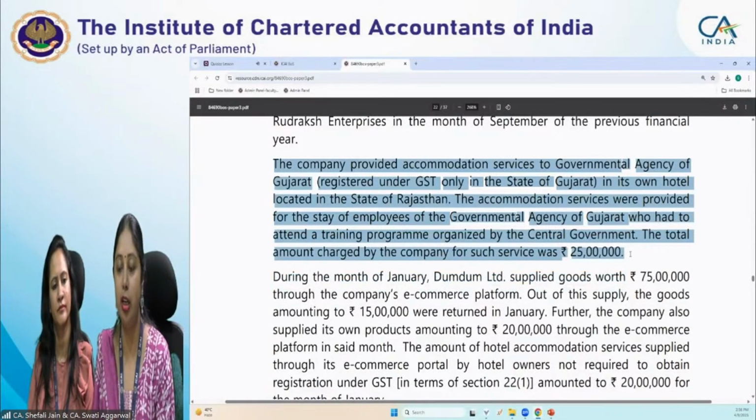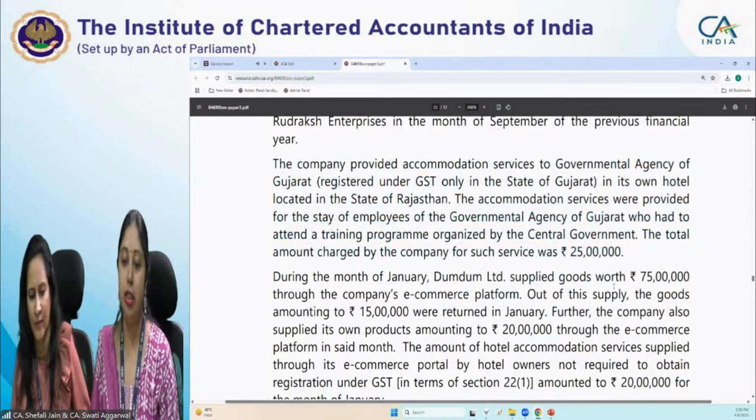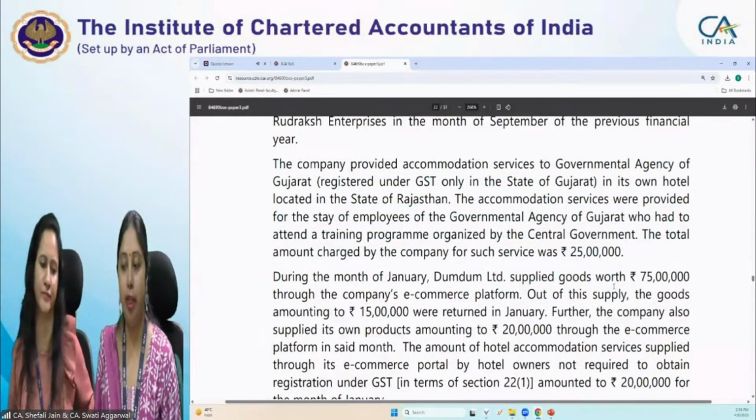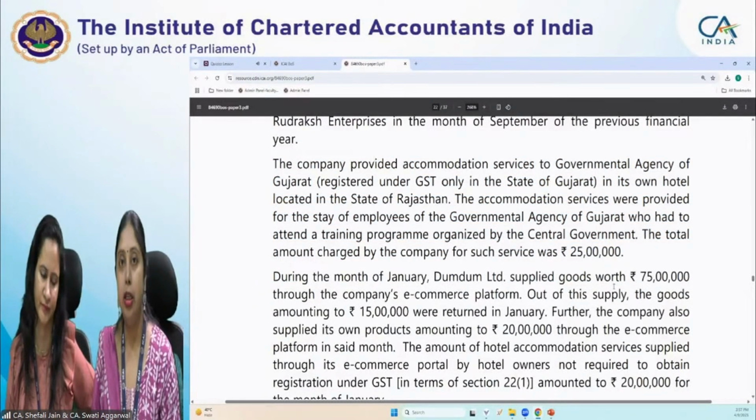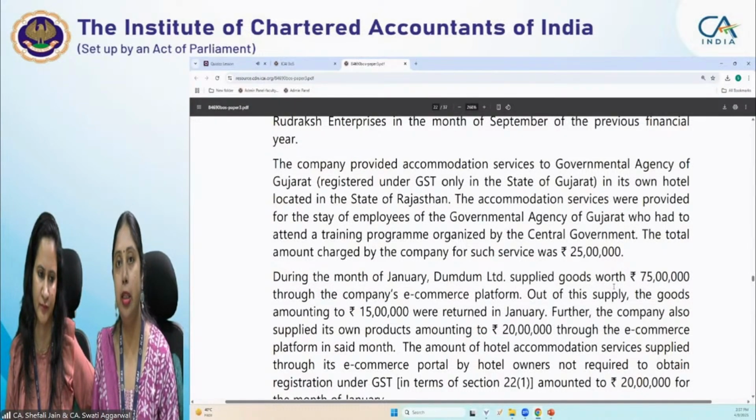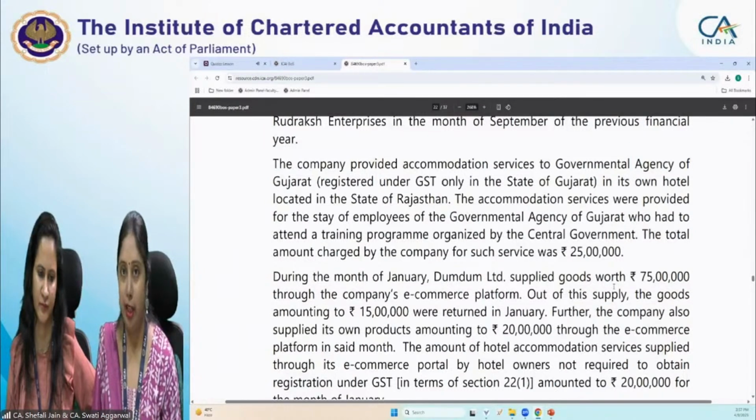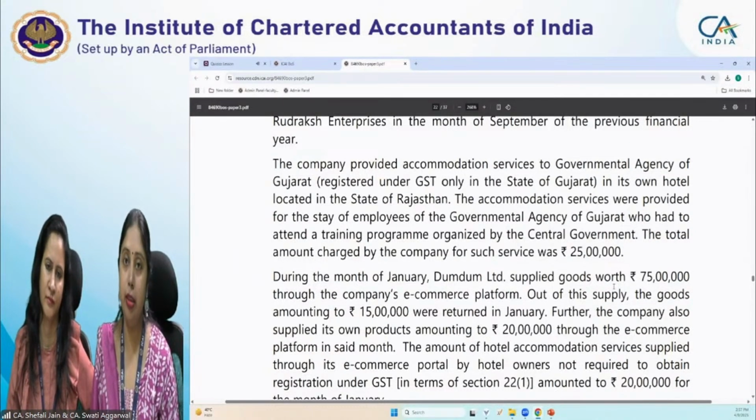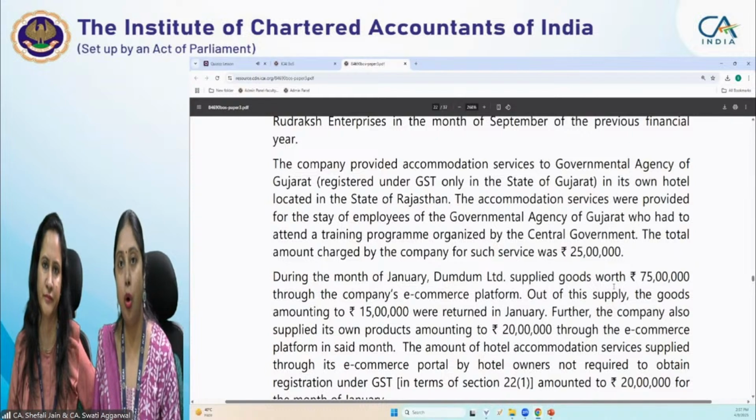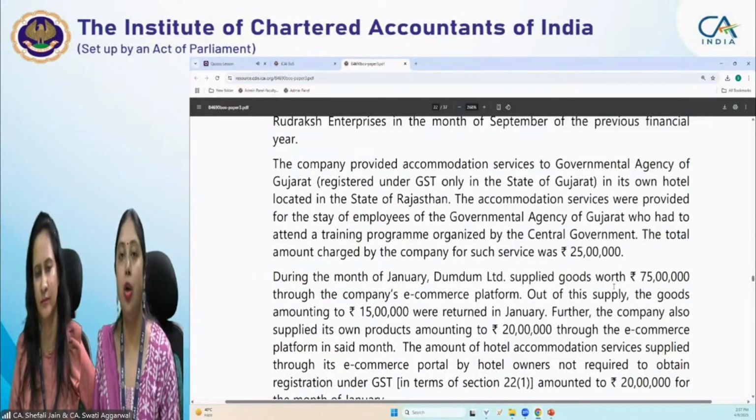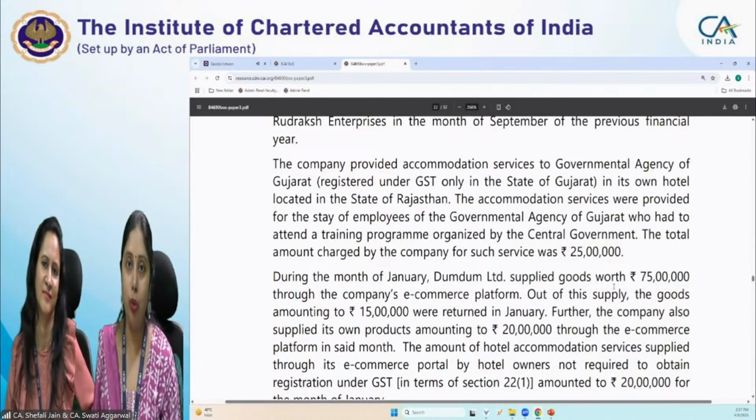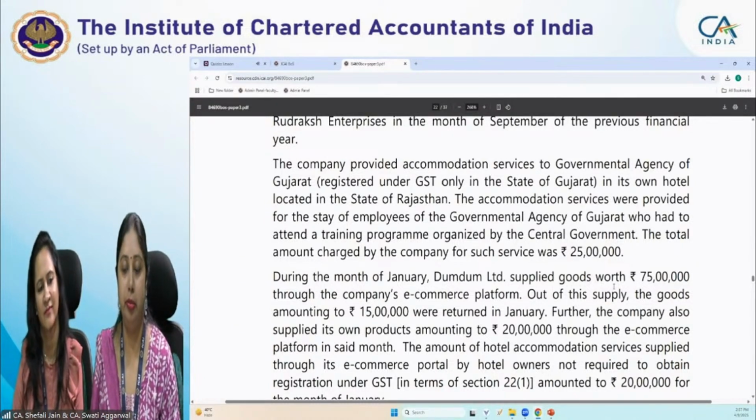This much help we are giving you: the accommodation services have been provided to a Governmental Agency of Gujarat in the hotel which the company owns, and the hotel is located in the state of Rajasthan. The amount of consideration is rupees 25 lakhs. You have to ascertain whether TDS has to be deducted or not, and if it has to be deducted, whether it will be a CGST, SGST, or an IGST TDS, or what will be the amount of TDS which has to be deducted.